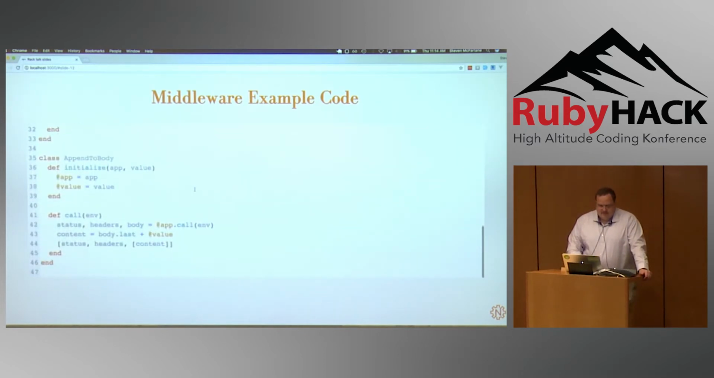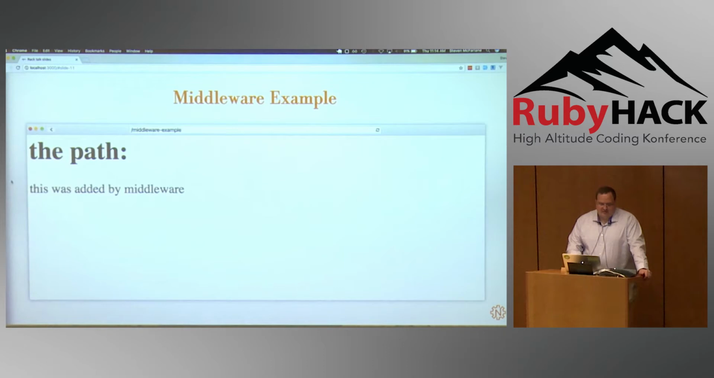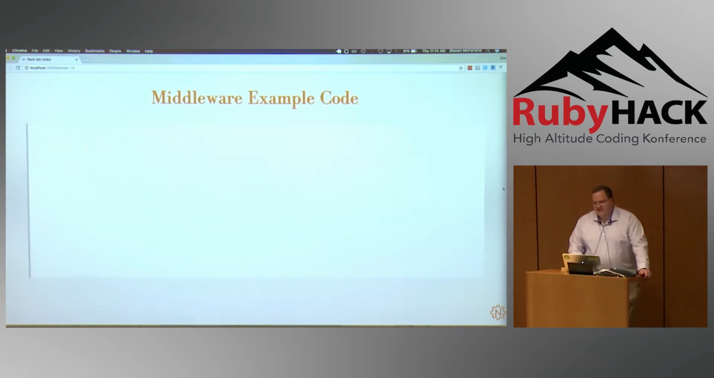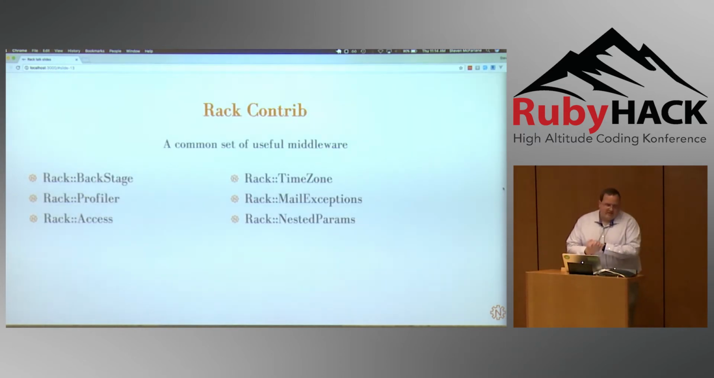And then I still have the same example as before with append to body, where because we added this here, we're able to see that appended to the end of the body. So that is the simplest example of what middleware can do. So now we can get a little bit more sophisticated and go into some of the things that are pre-built out there in the world for us to use in our apps that are middleware that we can just pull in as gems and use.